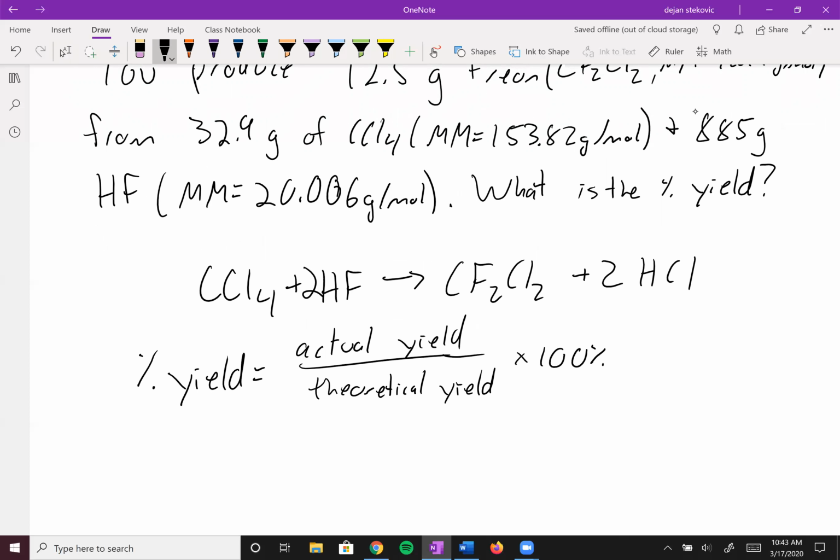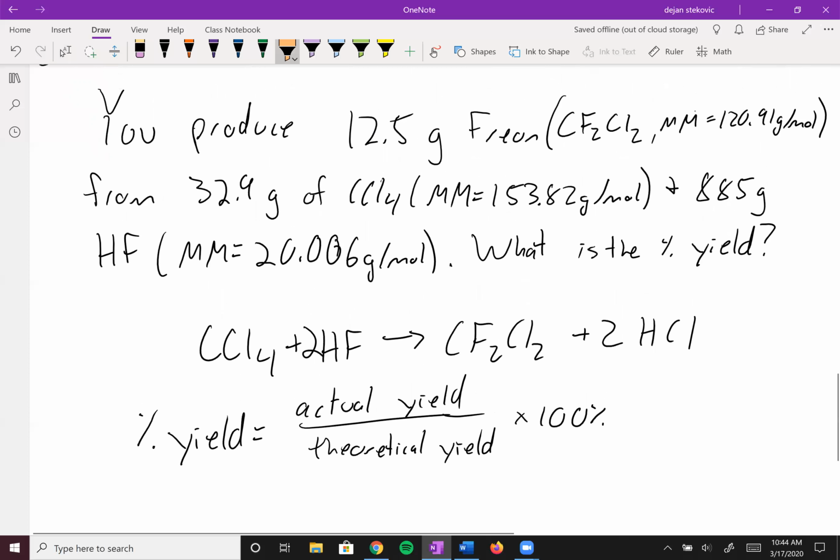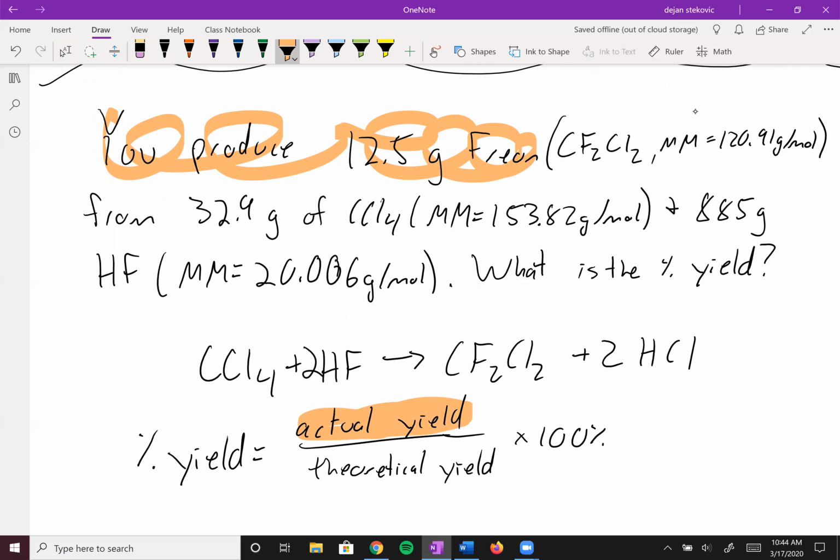So back to the sandwich analogy, if you had enough supplies to make 100 sandwiches, but you got hungry along the way and you only ended up making 10, then your percent yield would be 10. So let's take a look at what numbers are given and how we can plug those in. The first thing is it says you produce 12.5 grams of Freon. That's how much you actually made, that's the actual yield. And so we can go ahead and plug that number right into there.